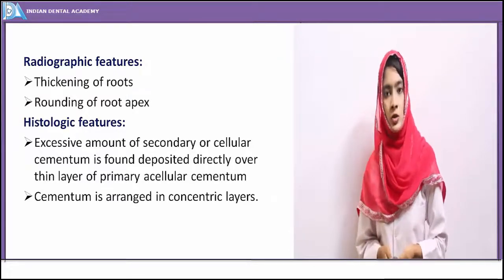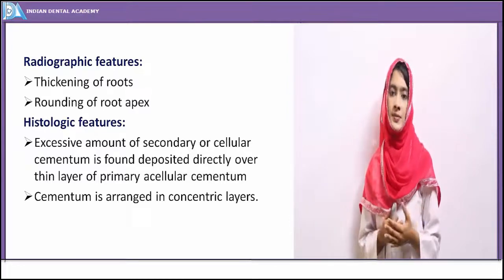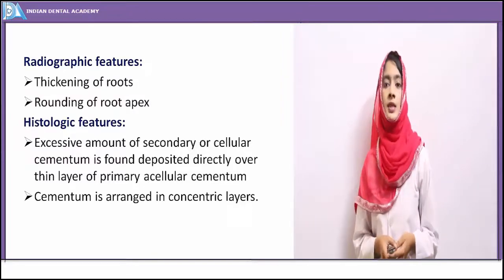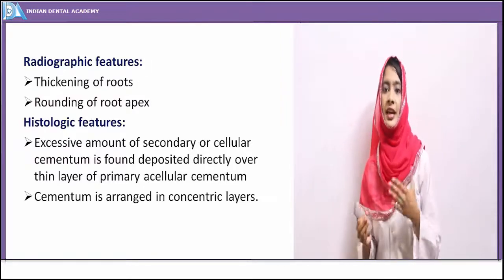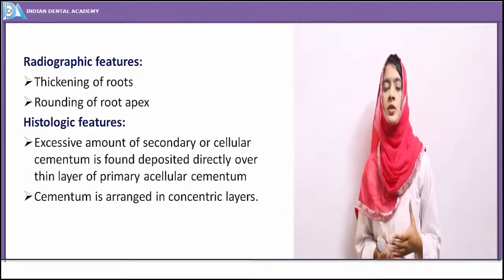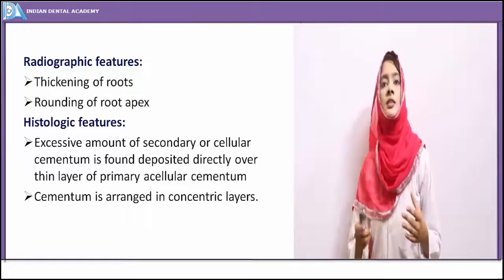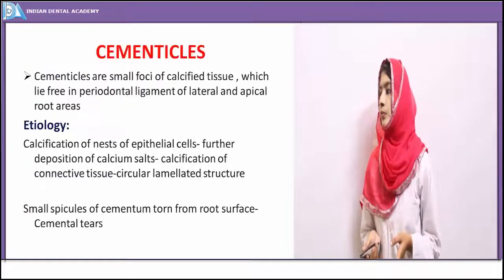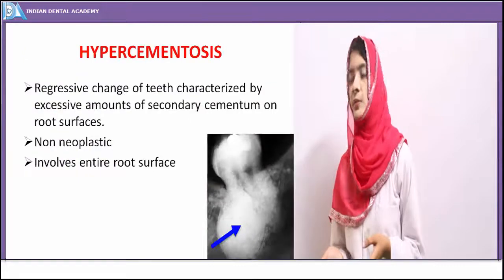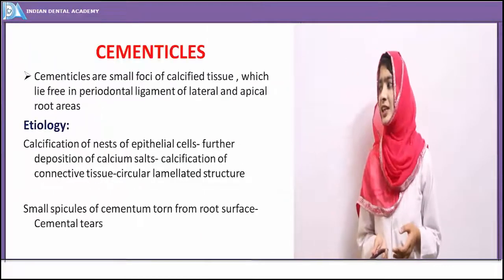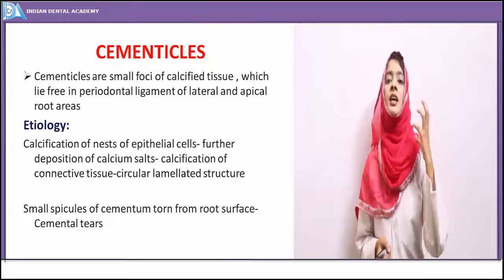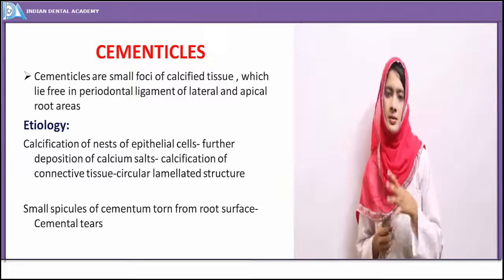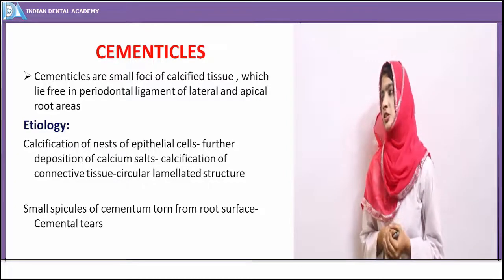Microscopically, there is deposition of excessive amounts of cellular cementum. The primary cementum is acellular, whereas the newly deposited secondary cementum is cellular in nature, and it is deposited in concentric layers. A hypercementous tooth poses no clinical problems, apart from the fact that after extraction you may notice the roots are big, and sometimes it may pose a little difficulty in extraction.